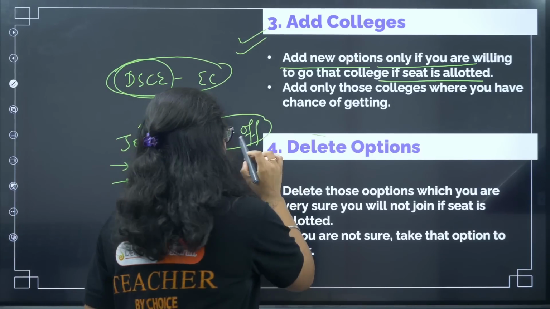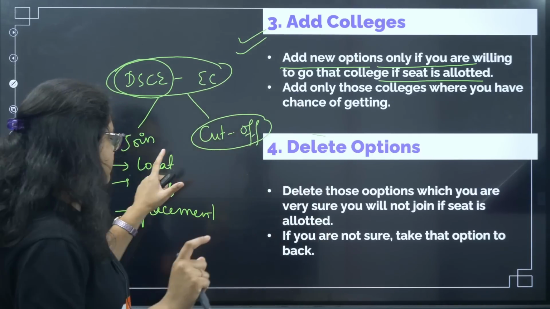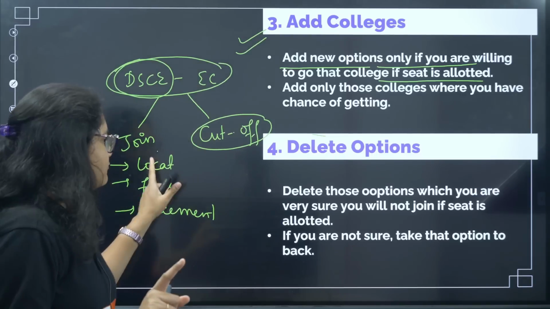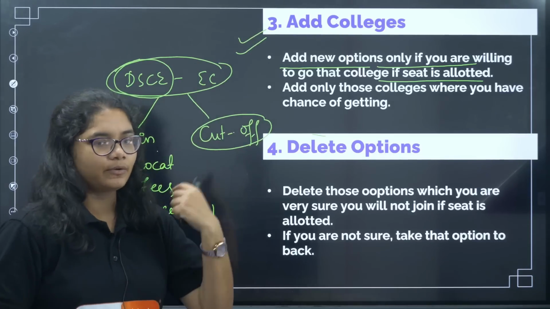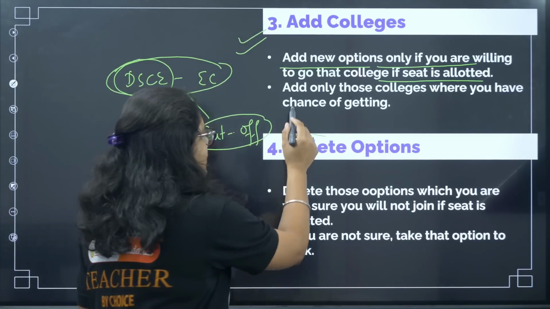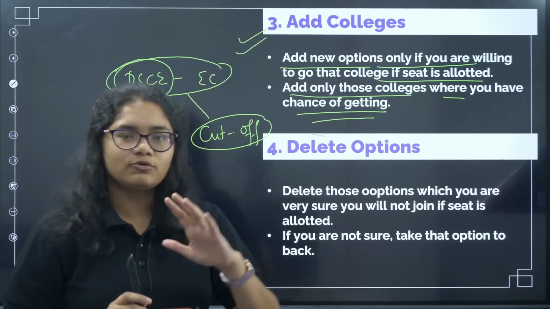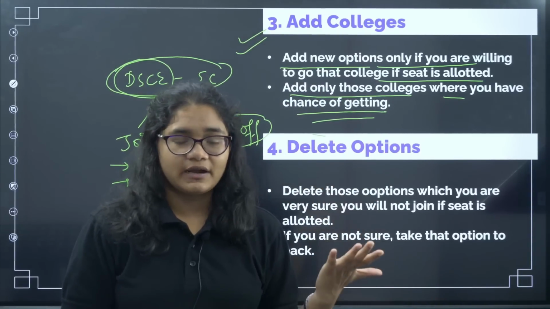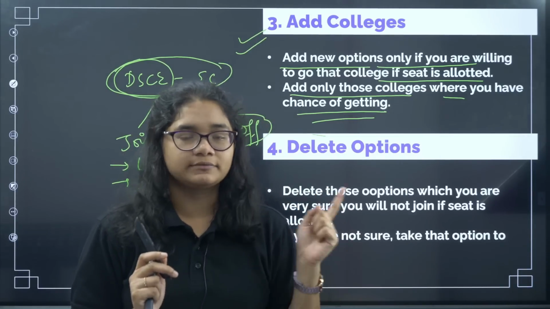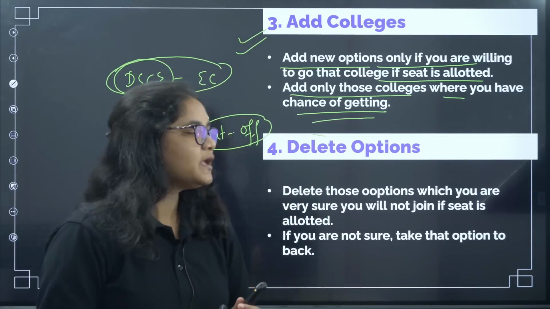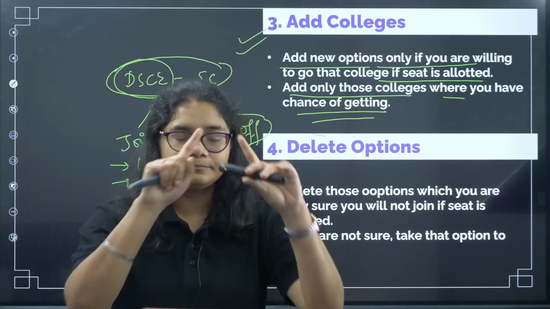So first of all, you have to think of the two things about a particular college and course: whether if that is allotted you will go or not. If yes, then check the cutoff. If the cutoff is also matching with your rank, then you can add that college, okay. So add only those colleges where you have the chance of getting. Do not add any random colleges where there is no chance of getting. Do not waste your time in those things, rather invest this time in adding those colleges where there is a probability of getting, okay.